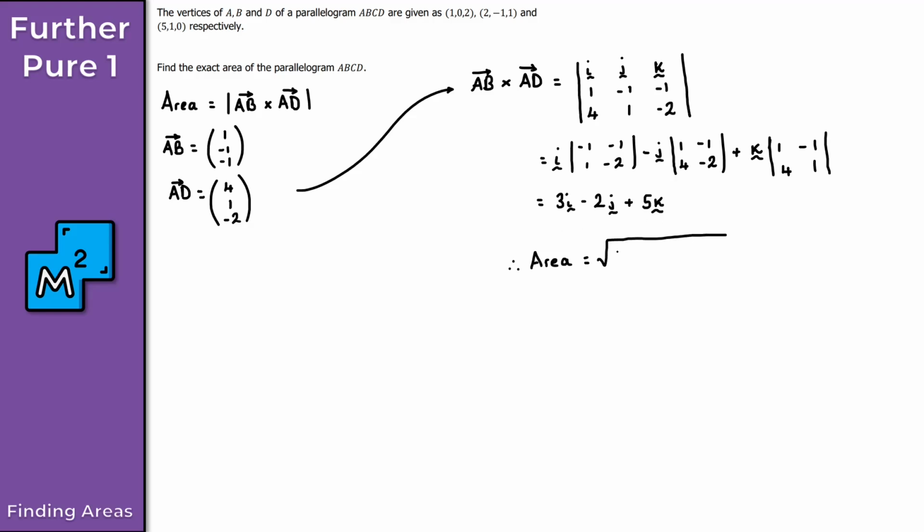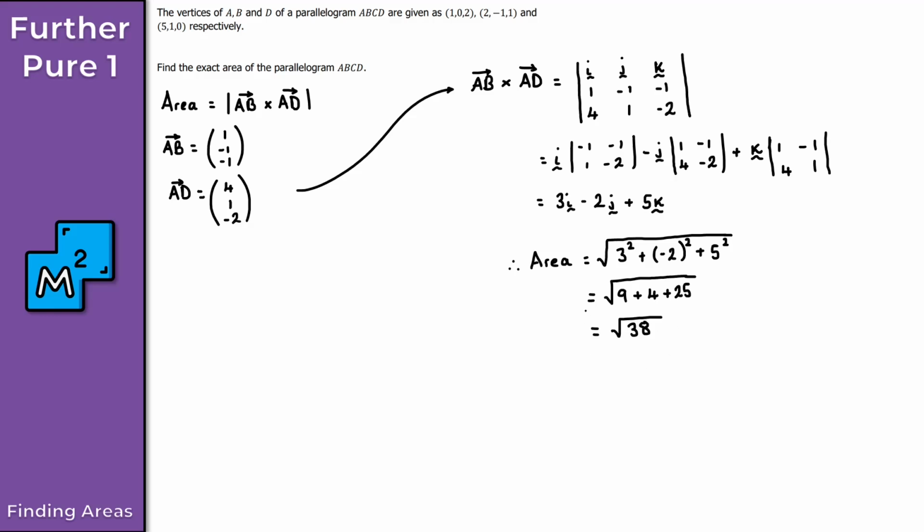So I get 3 squared plus -2 squared, and then finally plus 5 squared. So what would this give us here? I'm going to get 9 plus 4 plus 25. Well, in that case, I'm going to get 13 plus 25, so that's the square root of 38.